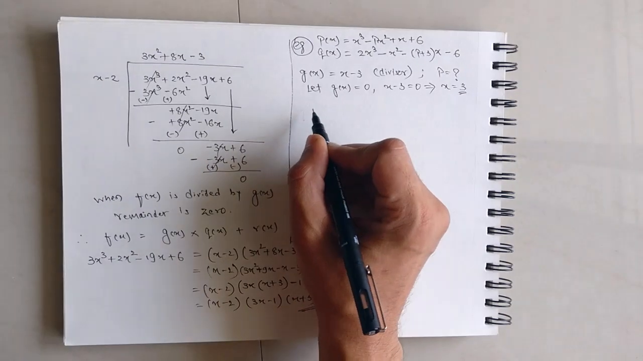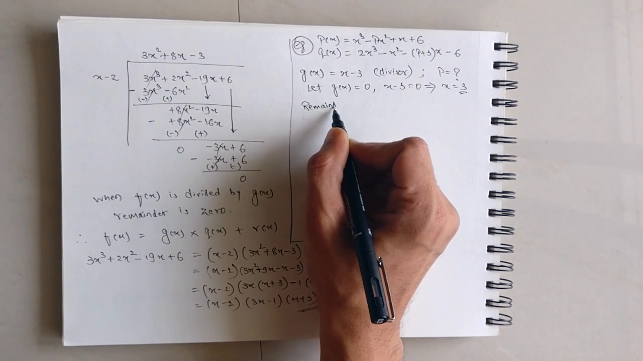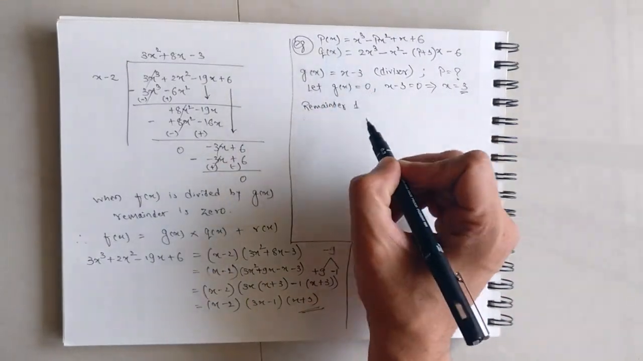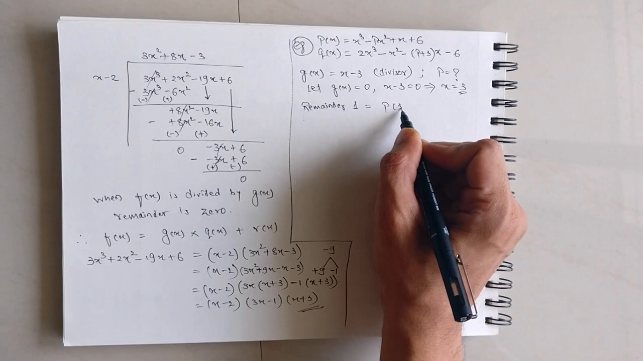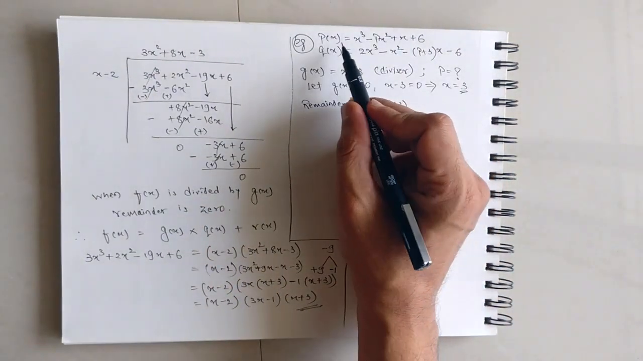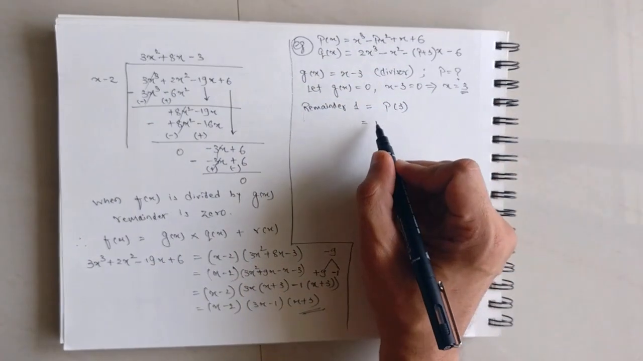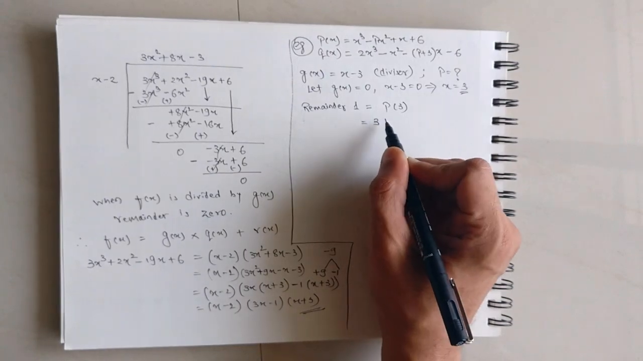Whenever we put the value of x in any of the polynomial, we will get the remainder. So remainder 1 is p of 3. What do you mean by p of 3? P of 3 means wherever there is x, you put 3 in place of x. So in first polynomial p of x, you put 3 in place of x.